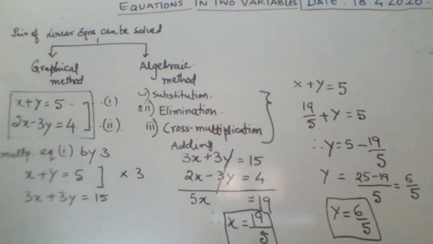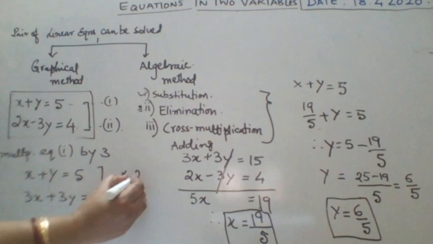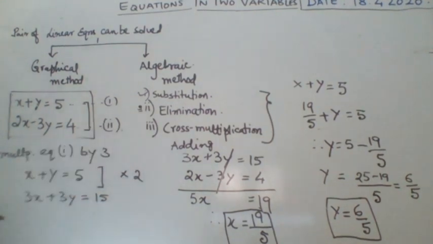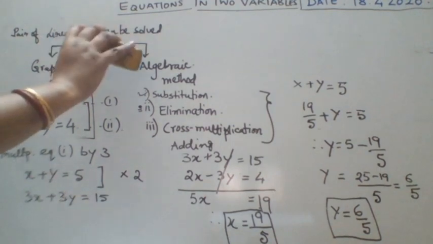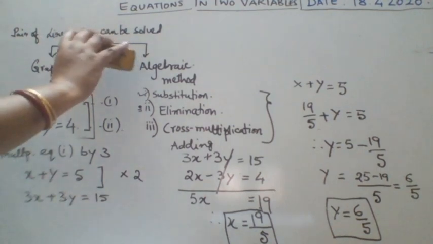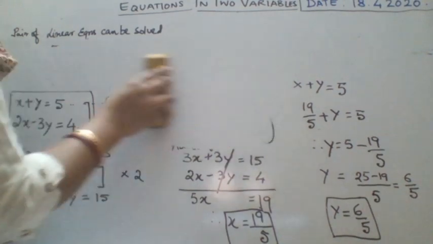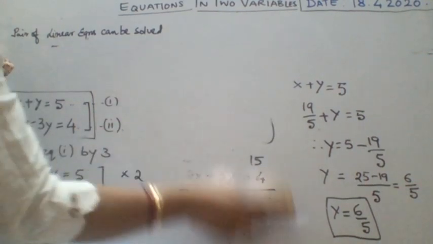Now also I say that in this case, if you want to make the coefficient of x the same, then how will we go? We will multiply it by 2. Let us see whether that also gives the same answer or not. We will do that. Here we have added, but now let us see.